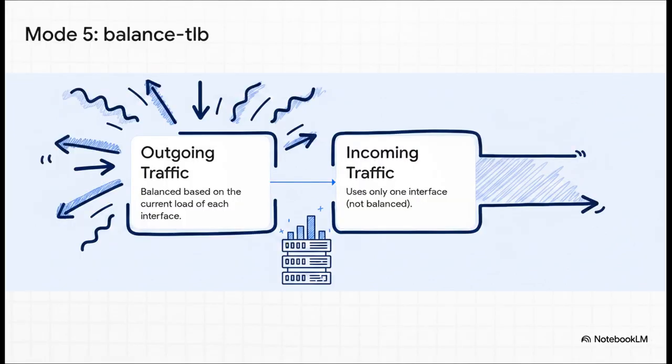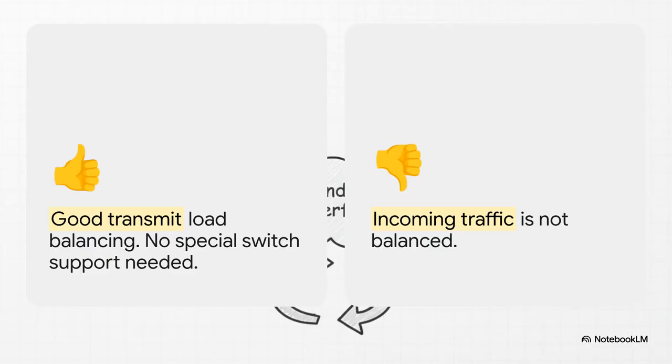Now for a pair of really clever modes that don't require any special help from your switch. First up is Mode 5, or Transmit Load Balancing. With this, the bonding driver intelligently spreads out all the outgoing traffic, making sure to send new packets down whichever physical link is the least busy at that exact moment. The advantage here is pretty obvious. You get some nice load balancing for your outgoing traffic without ever having to touch your switch configuration. But there's always a but, right? It only works one way. All of your incoming traffic still gets funneled through a single primary interface.